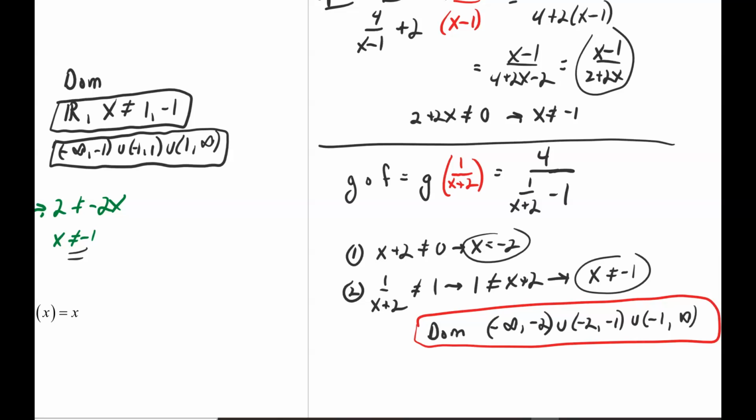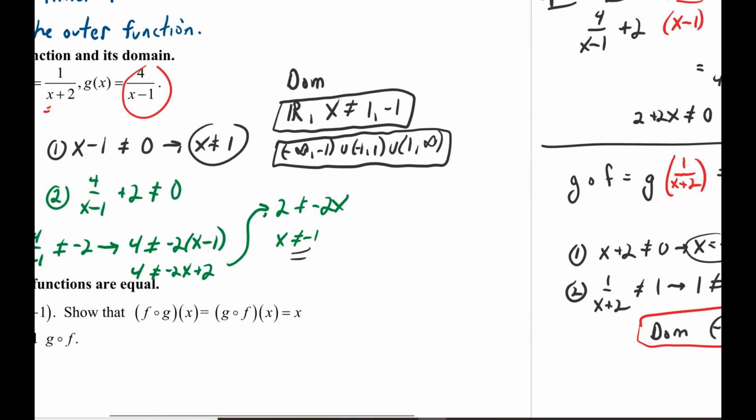Okay, I kind of skipped a step here for my second restriction. I know that 1 over x plus 2 can't equal positive 1, so I just started out with that. I could have said 1 over x plus 2 minus 1 cannot equal 0, but I knew that would reach the point where I'm adding 1 to both sides.